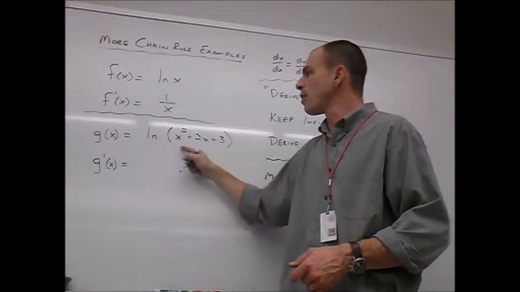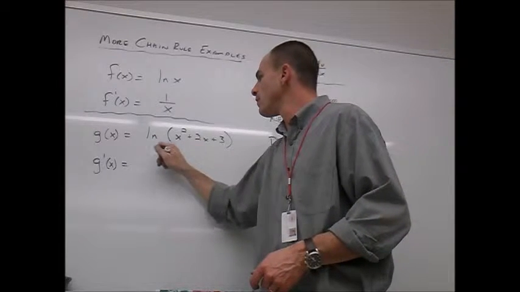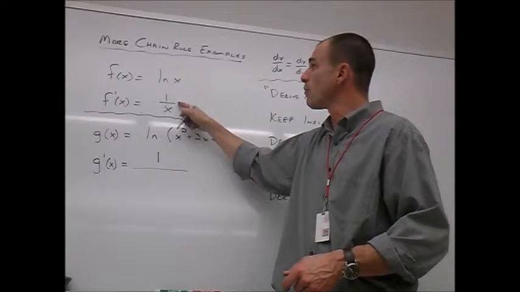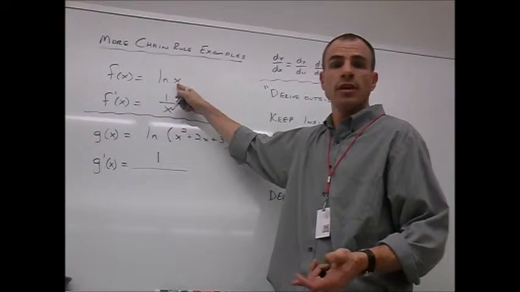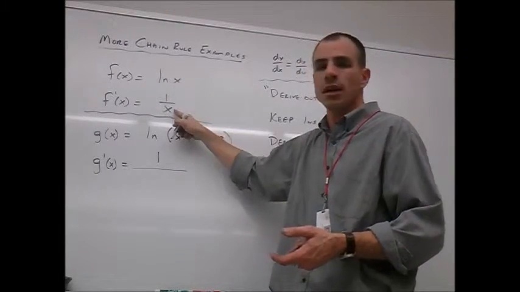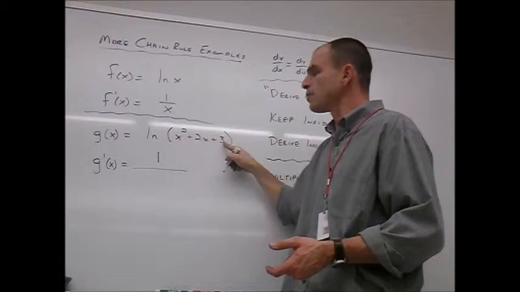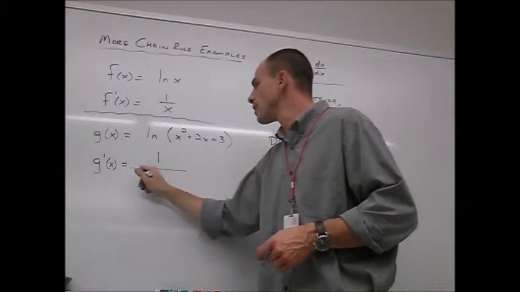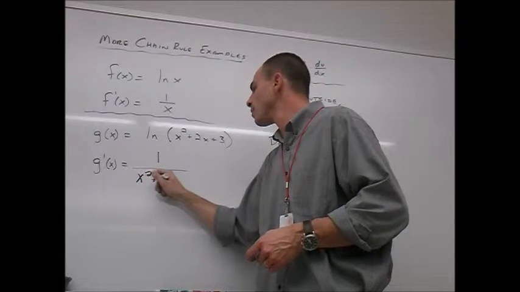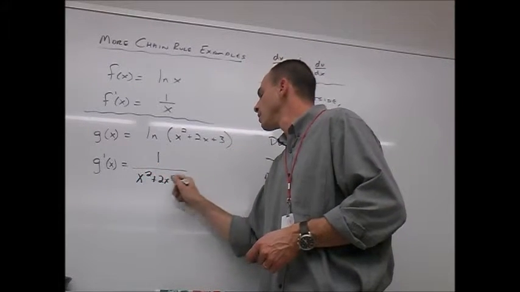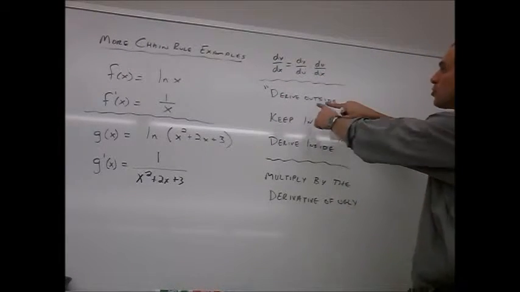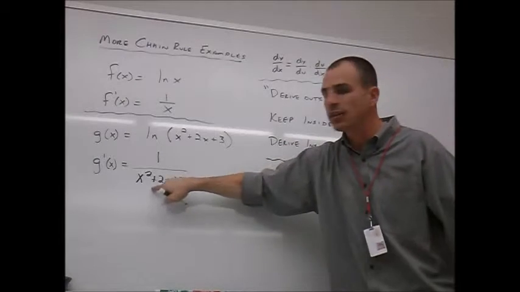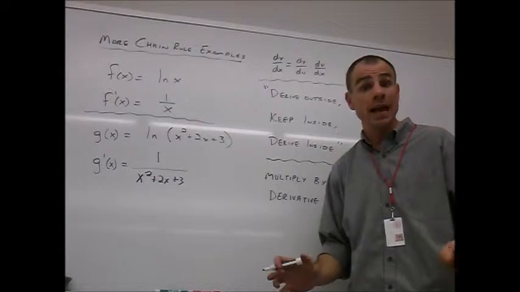So if we have the natural log of ugly, then following the same template, we'll have 1 over, just like we have 1 over here, but here it was the natural log of x, so we put x in the denominator. Here it's the natural log of this polynomial. Guess where this polynomial is going? Exactly, it's going into the denominator: x squared plus 2x plus 3. So we derived the outside and we kept the inside. We did not change the inside yet.